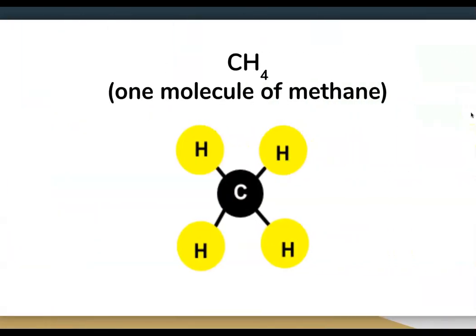This is what one molecule of methane looks like, and you can actually count the atoms. So here we see the 1 carbon. 4 hydrogens, 1, 2, 3, 4 hydrogens.